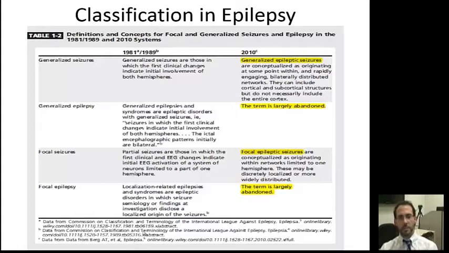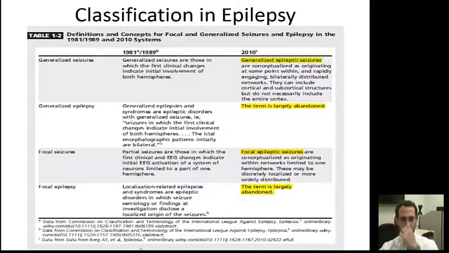Initially, generalized seizures were described as those in which the first clinical changes indicate initial involvement of both hemispheres. Now they are more conceptualized as originating at some point within, and rapidly engaging, bilaterally distributed networks, because a seizure can start at one point and spread throughout the whole brain. The term generalized epilepsy itself has been largely abandoned at this point. Again, it's only called generalized epileptic seizures.